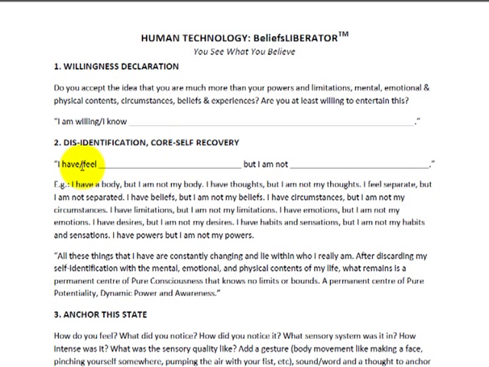And with this, the sentence is, I have, or I feel, whatever it is, but I'm not that thing. So for example, I have a body, but I'm not my body. I have thoughts, but I'm not my thoughts. I have beliefs, but I'm not my beliefs. I have circumstances, but I'm not my circumstances. So this is an extension of the first one. It's an extension of the willingness declaration.